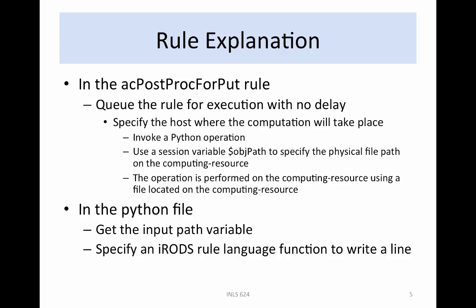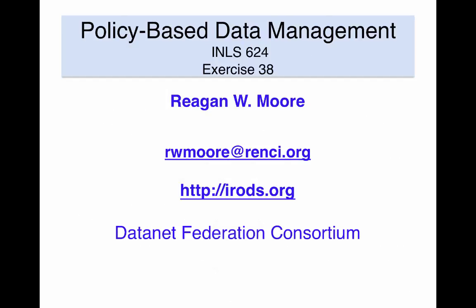The location of the object is defined by the session variable $objpath. The Python script uses this as an input parameter and specifies that the parameter comes from a rule written in the iRODS language. The WriteLine microservice is also annotated as an iRODS rule language function. The output is written to the server log, since output to the user's laptop screen is no longer possible when the rule is queued for execution. The user session will have terminated before the Python script is executed.